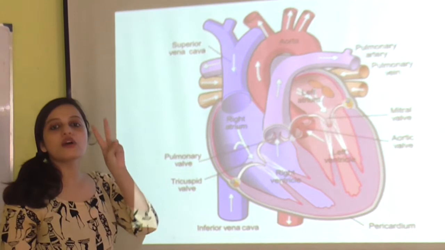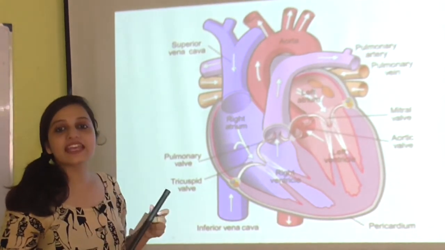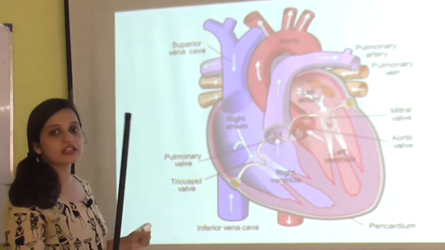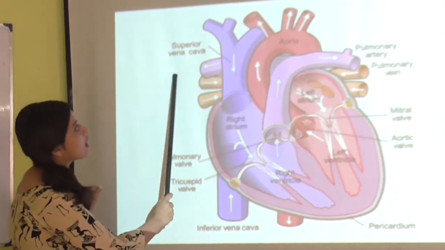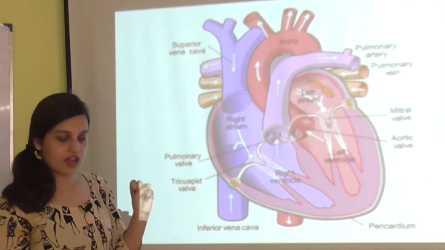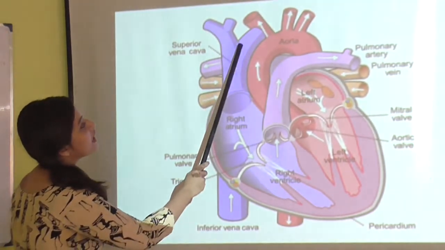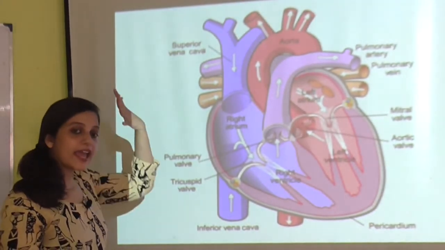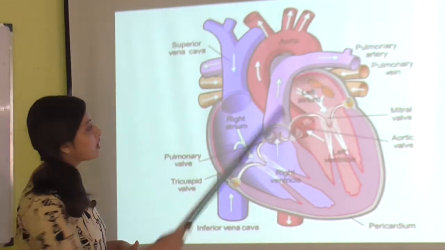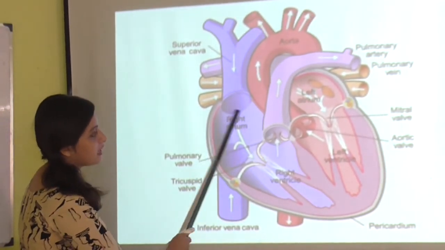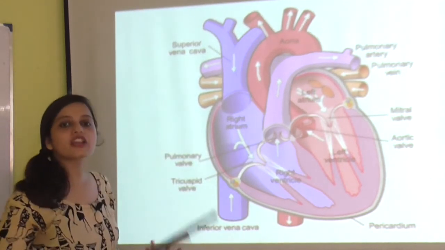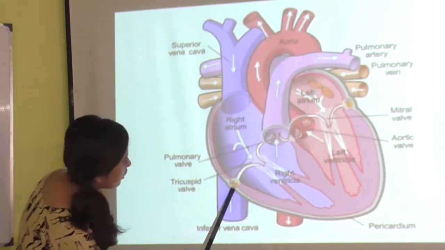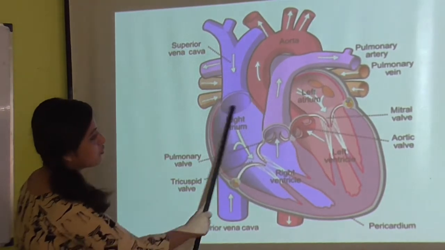So there are two big, huge veins known as vena cava. Number 1 is the superior vena cava and number 2 is the inferior vena cava. From the superior vena cava, all the deoxygenated blood from the head and the thoracic parts of your body will come here and be collected here. From the bottom part of your body, from your legs and stomach, all the deoxygenated blood will come from the inferior vena cava and be collected here. So what is this place called?